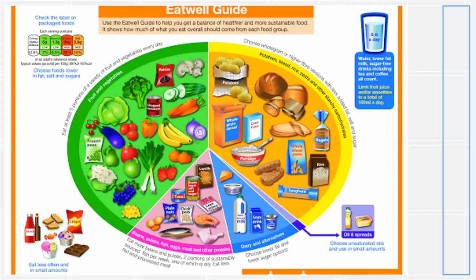Next slide, thank you. So this is just the Eat Well guide. I'm sure you've seen it before. So as you can see, within this guide, we've got our vegetables, our carbs, we've got protein at the bottom, we've got our dairy, and that tiny little purple sliver, that's our oils and spreads.